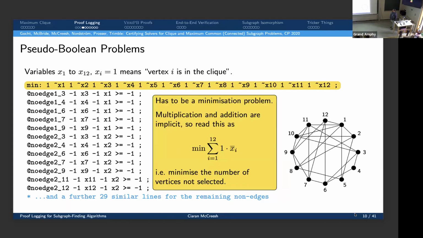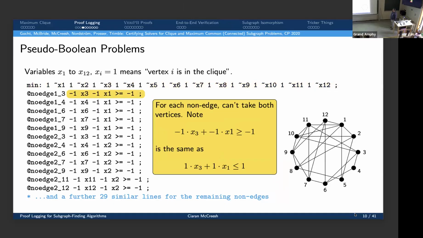For every non-edge in the graph, so every pair of vertices that are not adjacent, we say that we cannot take both of these vertices at the same time. So, for example, vertex 1 and vertex 3 are not adjacent. So I want to say that x3 plus x1 is less than or equal to 1. We have to write this as a greater than or equal to. If you stare at it for a second, minus 1 times x3 plus minus 1 times x1 is greater than or equal to minus 1 means the same thing here.